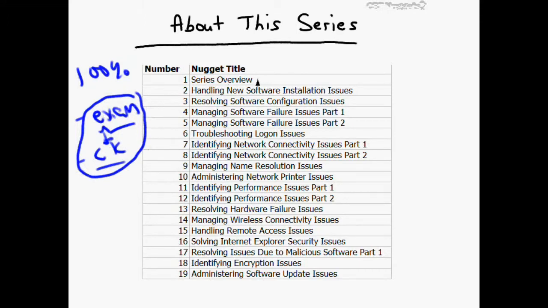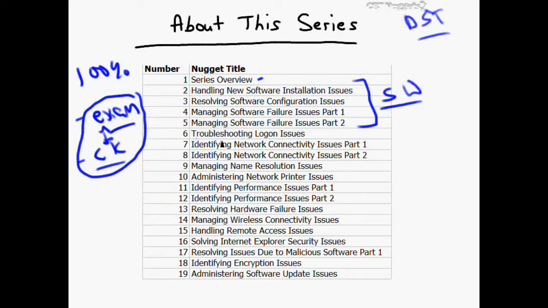Now, we're on Nugget 1, the overview, of course. We're going to dive right in after this nugget by looking at new software installation issues, and then software configuration, software failure. You see, there's a lot on managing software. If you've done work as a desktop support technician, that should be a familiar refrain, because managing software is a huge part of the desktop support tech's role.